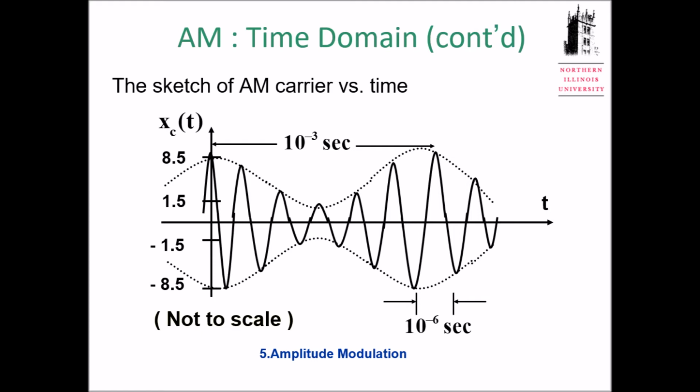Okay, how can I tell how fast my waveform is, depending on the given frequency? So I know this is 1 megahertz, right? So my period will be 1 microsecond. And the frequency of my information is 1 kHz, right? So my period for the message is 1 millisecond. 10 to the minus 3, 10 to the minus 6.